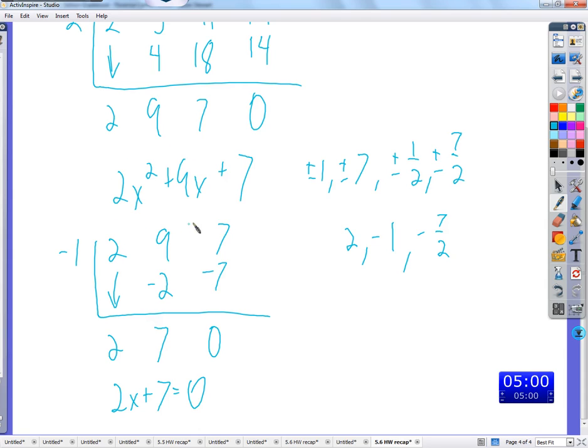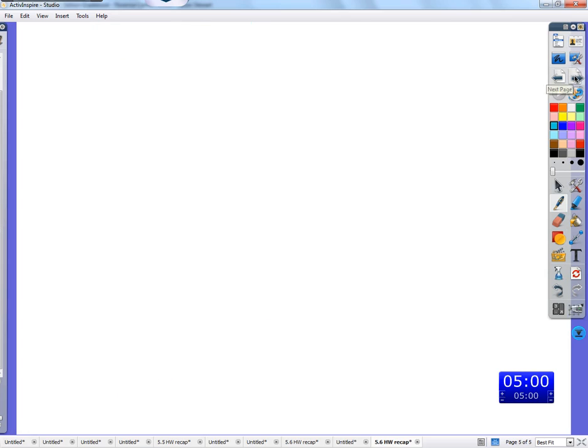We could have factored it, using the AC method, or just guessed and checked, plugging numbers into the factors until it works out. Either way, everybody got a factor of 2x plus 7 if we worked it all the way through and solved for x. Or the quadratic formula, which would be a longer process. Factoring would have been a little bit faster.